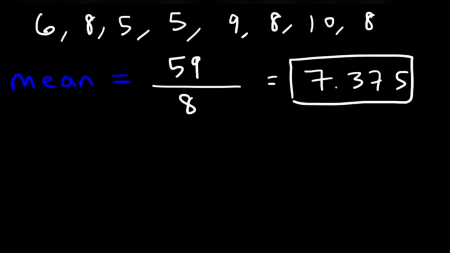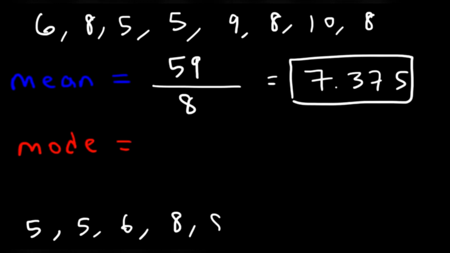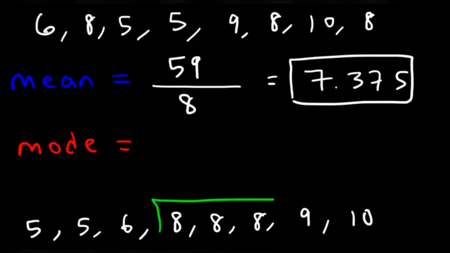Now let's calculate the mode. Before we do that, let's put the numbers in increasing order, as we did before. So the lowest number is 5, there's 2 of them, and then we have a 6, there's 3 8s, there's a 9, and there's a 10. So notice that 8 is the number that occurs most frequently. There's 3 of them. So the mode is 8.